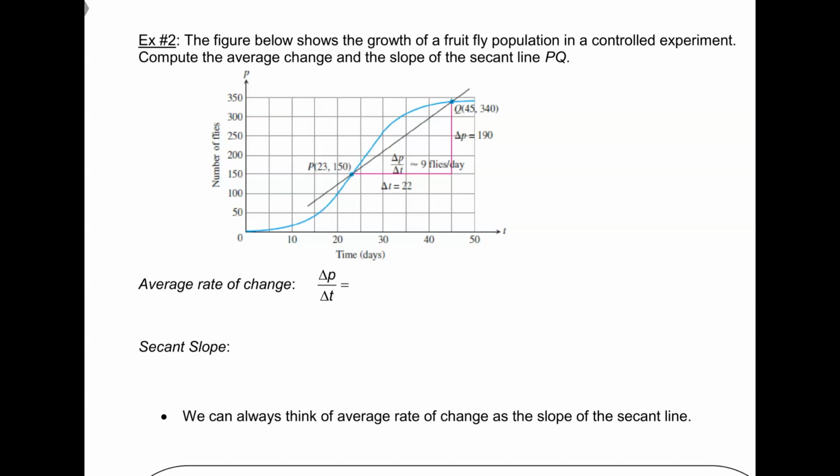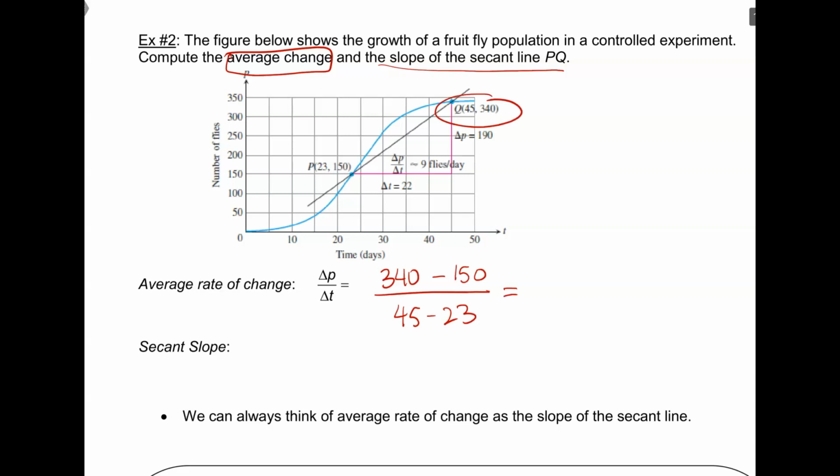Okay. Example 2. The figure below shows the growth of a fruit fly population in a controlled experiment. Compute the average rate of change and the slope of the secant line PQ. So the average rate of change is delta P over delta T, so change in y over change in x. So this would be 340 minus 150 over 45 minus 23, because they gave us the 2 points we're interested in.